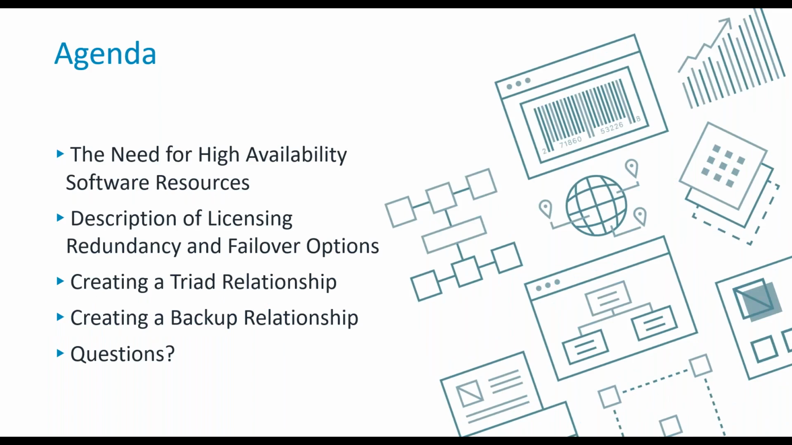With regards to the agenda for today's webinar, it is to review the license server redundancy and failover options available to customers of BarTender 2021. Specifically, we will be looking at how redundancy and failover for licensing can be configured and managed in support of a high availability environment. We'll then review the process of creating a triad and backup relationship in BarTender's Administration Console application. These are the two new redundancy options available to you in BarTender 2021. And as Carolyn mentioned, at the end of this webinar, we'll leave some time to field some questions.